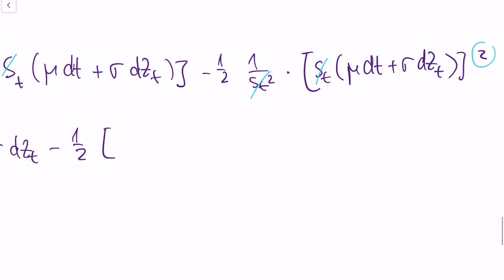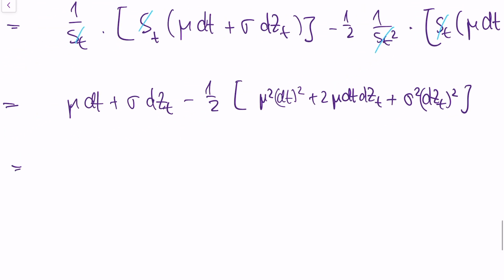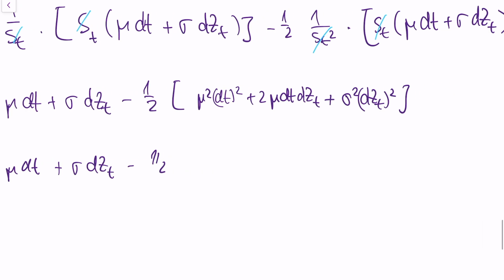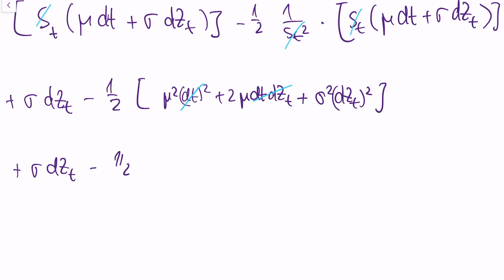So what do we get? We get mu squared dt squared plus 2 mu dt dZ_t plus sigma squared dZ_t squared. And I've already told you that dt squared is equal to 0, so we can actually ignore it. And here's another rule from stochastic calculus: dt times dZ_t is 0 as well. This is just something you need to believe me. It can be made mathematically rigorous. It's just a long proof.